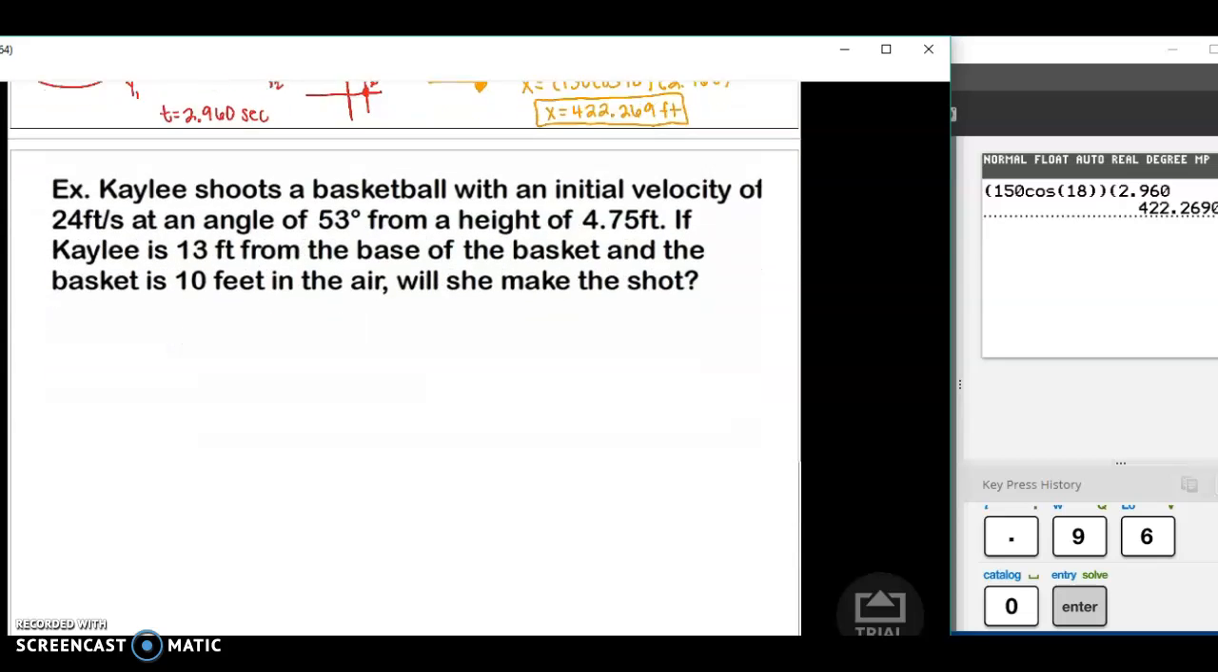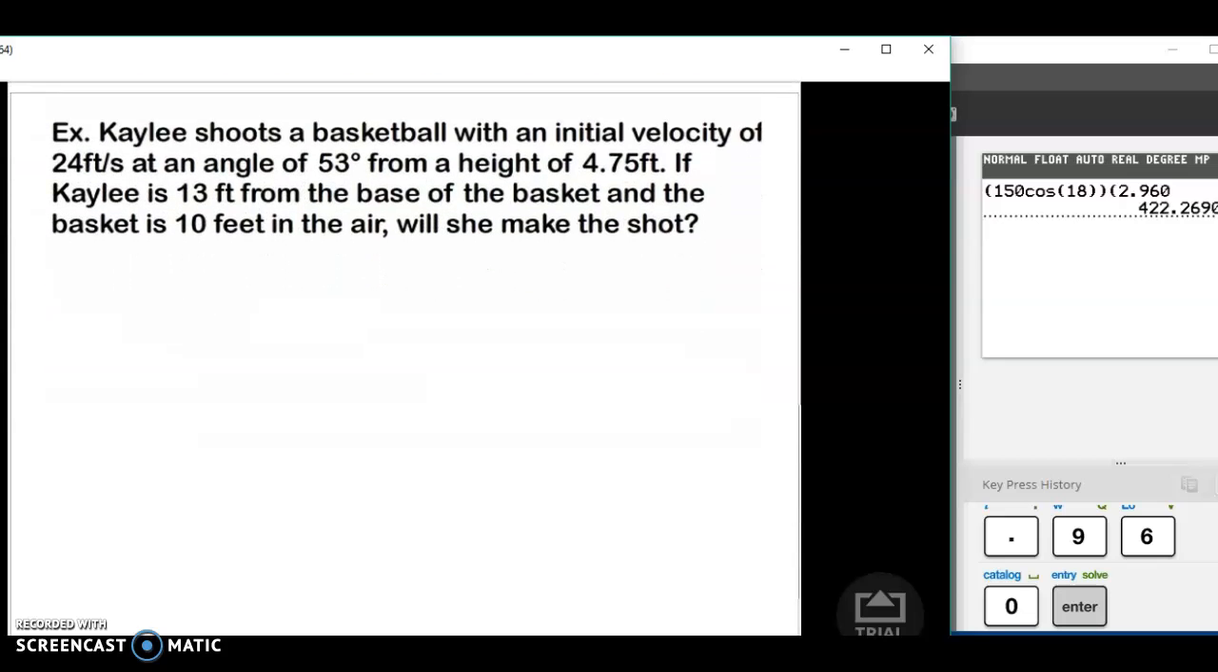Okay, so if we look at the next problem, it says Kaylee shoots a basketball with an initial velocity of 24 feet per second. So we know our V naught is 24 feet per second at an angle of 53 degrees from a height. So our initial height is going to be 4.75 feet. If Kaylee is 13 feet from the base of the basket and the basket is 10 feet in the air, will she make the shot? So we're trying to figure out if that ordered pair 13, 10, is that going to be a true statement? Is she going to hit that basket when she's 13 feet away from the base based off this equation?